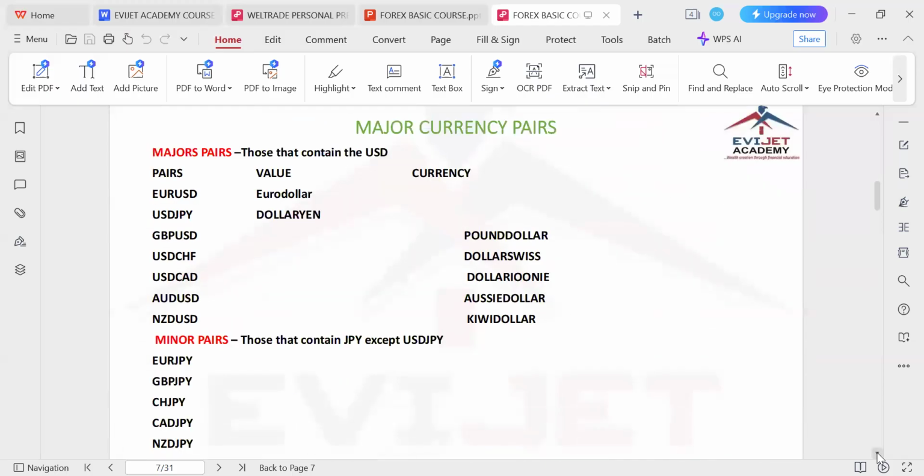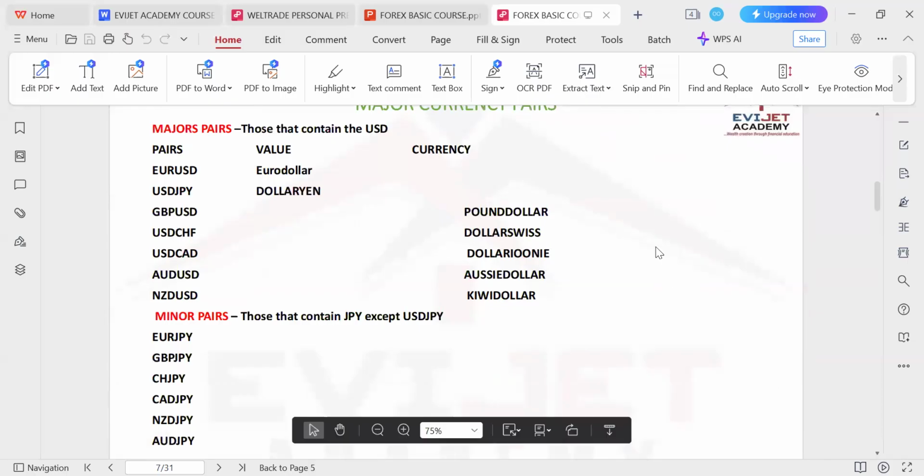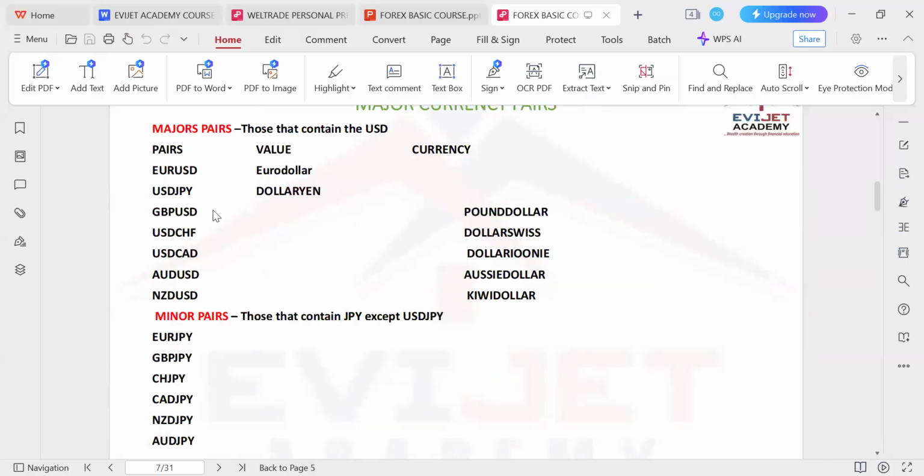Okay, so I said the major pairs are the major currencies paired with the USD. So let's look at the major pairs. The first one is the Euro USD, USD JPY, GBP USD, USD CAD, USD CHF, AUD USD, and NZD USD. It's as simple as ABC, okay?